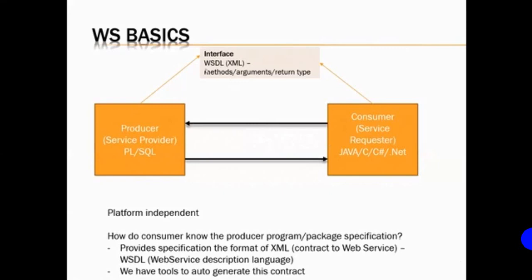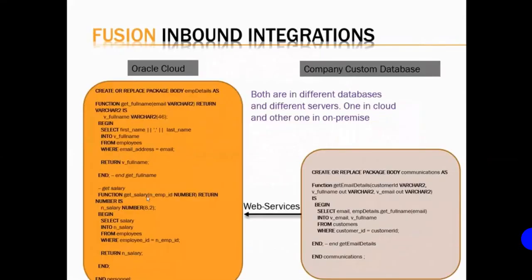This WSDL file has to be generated by the producer, but the generation typically happens automatically. We have several tools with which we can generate the WSDL files, and those WSDL files will be available to the consumer to look at. Now, where can the consumer find the WSDL file? For example, the producer has, in this case, two functions, this function and this function.